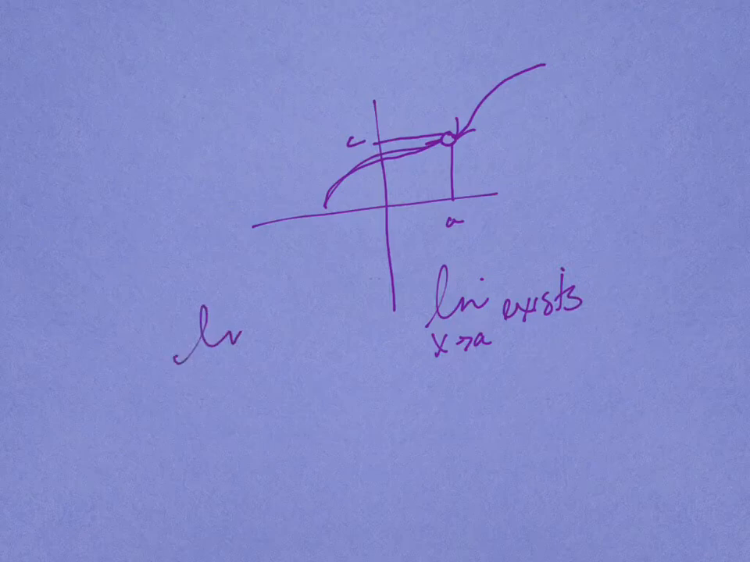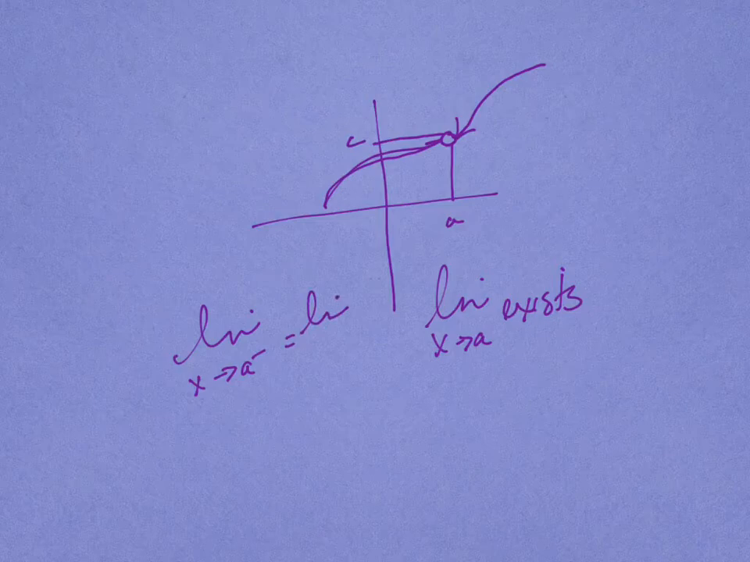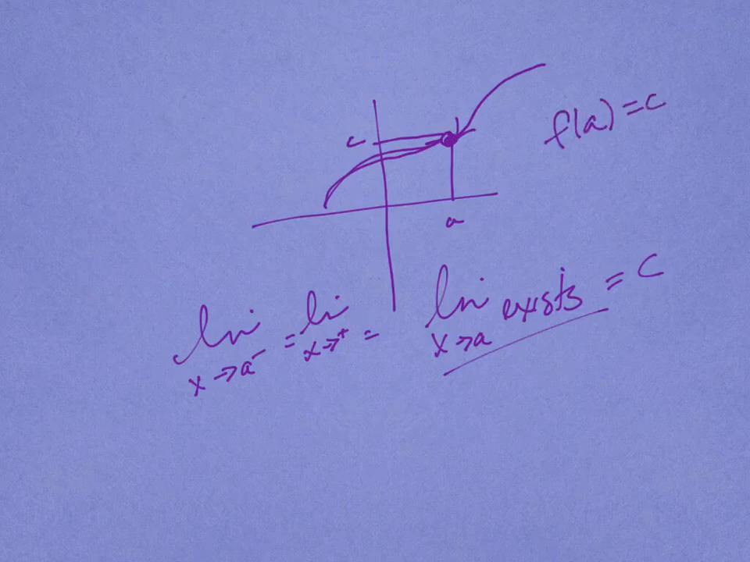So sometimes you have to talk about the left, that it exists from the left and it equals the limit that exists from the right. So therefore, the limit exists. We're going to say it's equal to C. And then also, we have to have this filled in, meaning that f of A equals C. So you would say the limit equals f of A.